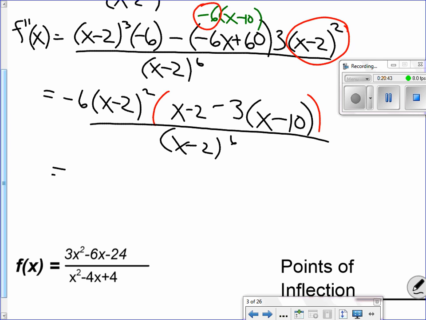All right, so we're cleaning up the second derivative. We have negative 6 times x minus 2 squared. When I clean up this x minus 2 minus 3 times that, how many x's are we going to have in there? We combine the x's. Negative 2x. Now, if we multiplied and then added, as PEMDAS tells us to do, plus 28.